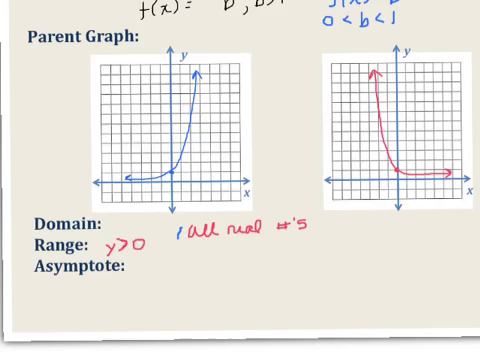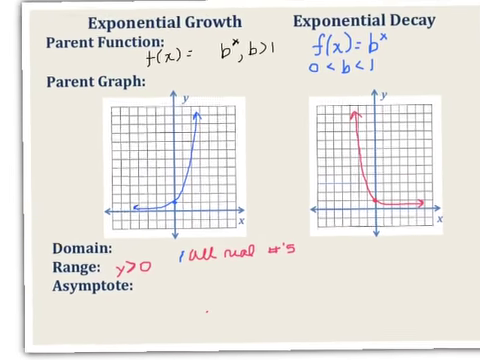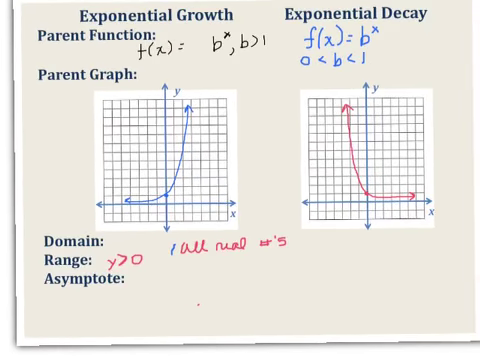Now the asymptote is the line that guides our graph. We can't touch it. The value for our parent graph can never be negative, and so that means we're never going to reach the x-axis. So therefore that is our asymptote, x-axis, or y is equal to 0.